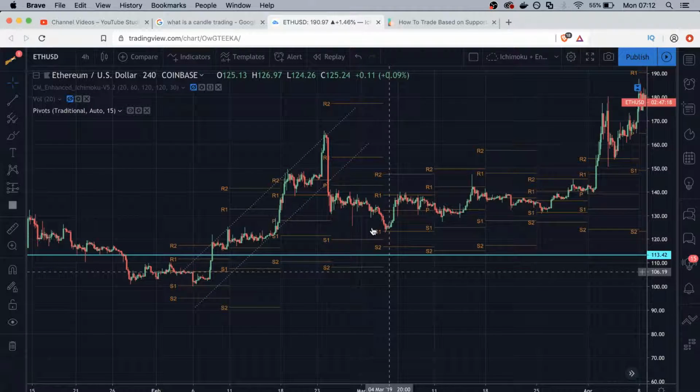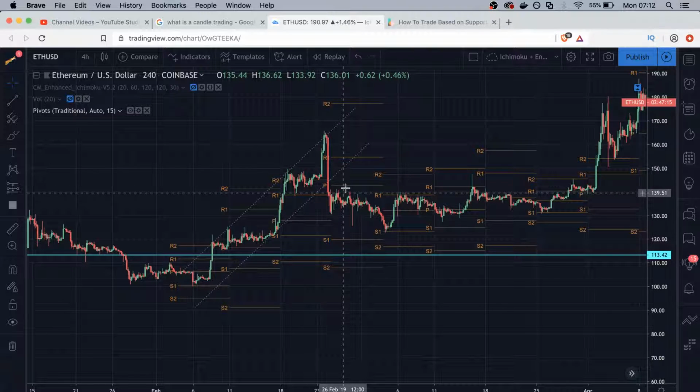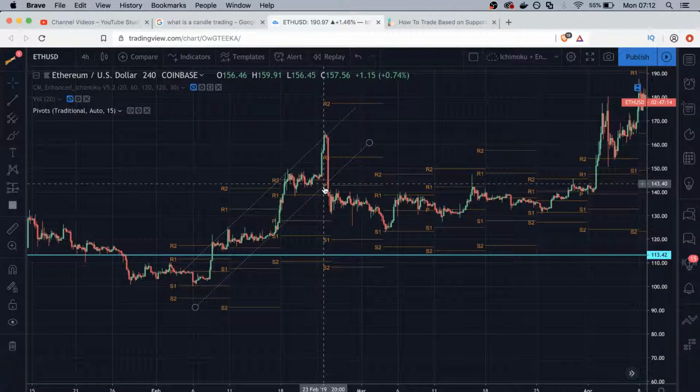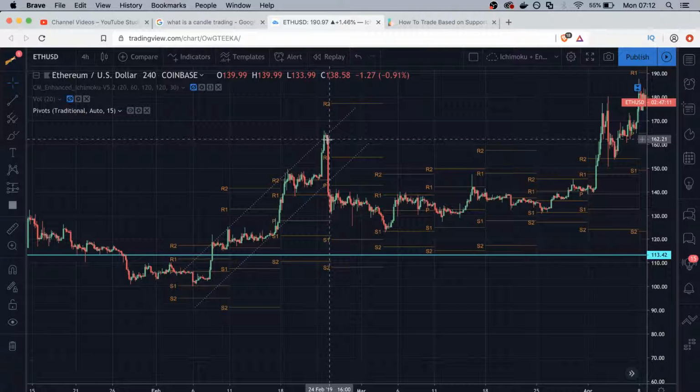However, such a downtrend is very difficult to predict, since you don't really know why it's happening. It might just be a dump and so on.